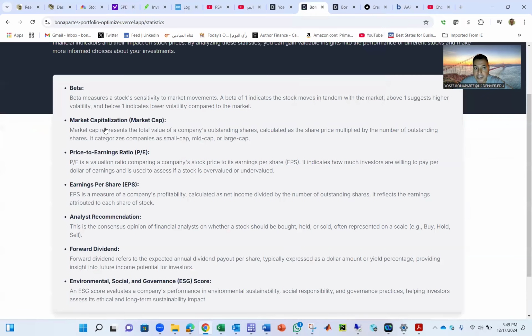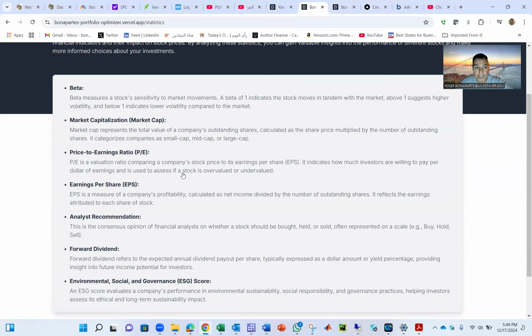The second thing is market capitalization, which is how much the company is valued. If it's above $150 billion, that will be large cap. Below 150 billion is a medium cap. Below 5 billion is small cap. Some people want to buy large companies, some people small companies.